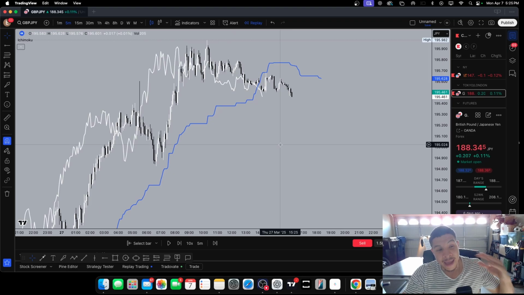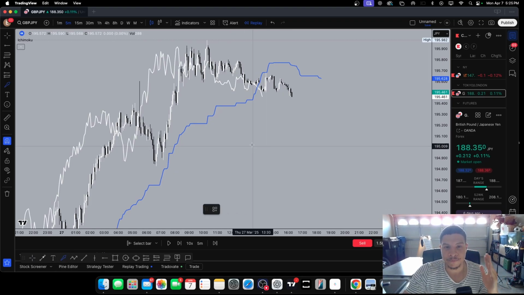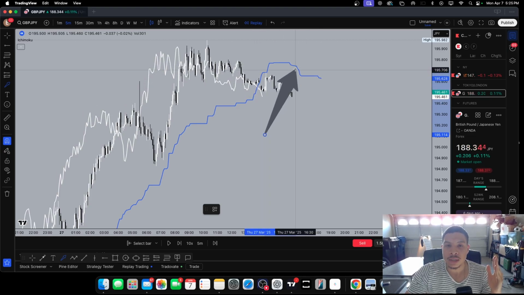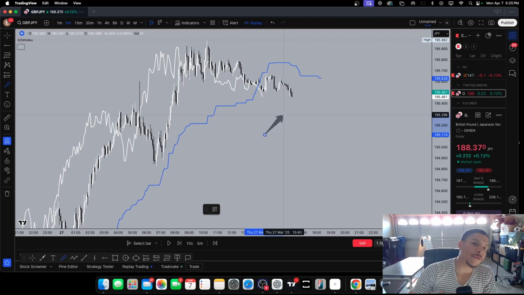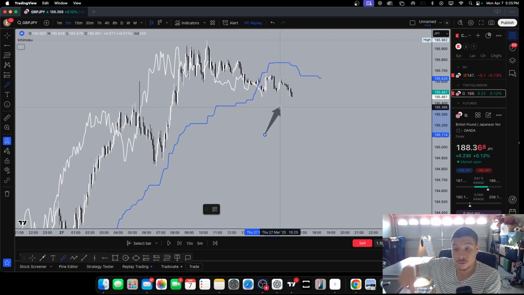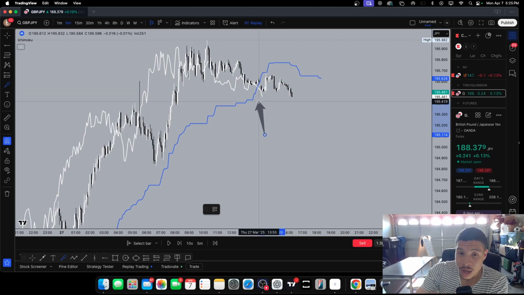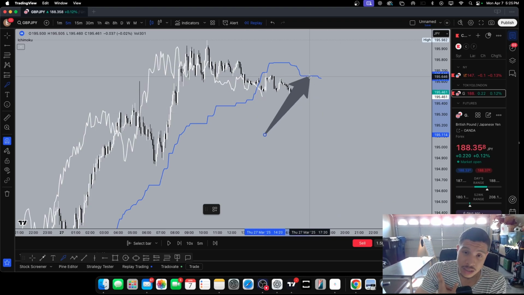So let me run that back just one last time. When we're selling, we want this lagging line below the blue line, the lead span B. It's not going to be blue the first time you put the cloud on your chart, because I've edited mine. So look for lagging span, which mine is white, look for lead span B, mine is blue, and then we need price below that, and then we're good.